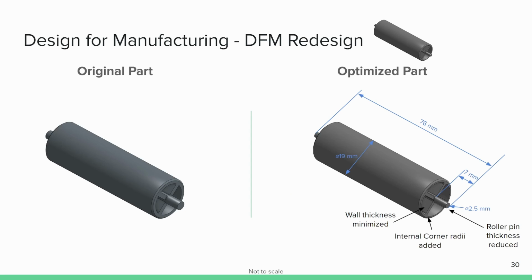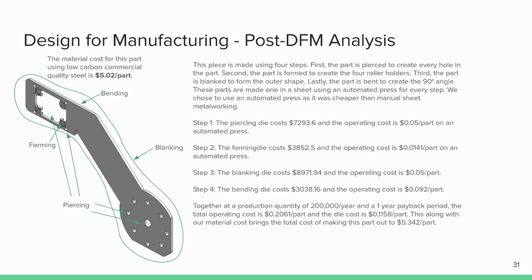This is our injection molded part DFM redesign. It follows DFIM 1, which suggests minimizing wall thickness in injection molded parts, DFIM 2, which means to keep the wall thickness uniform, and DFIM 4, avoid sharp corners.